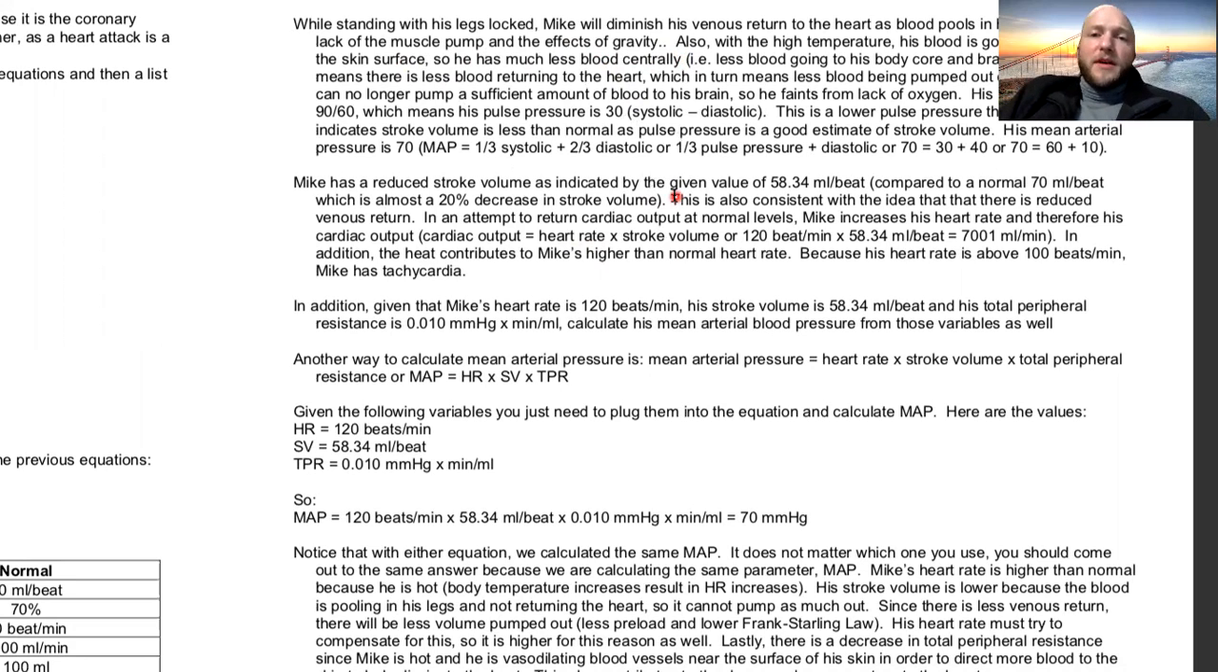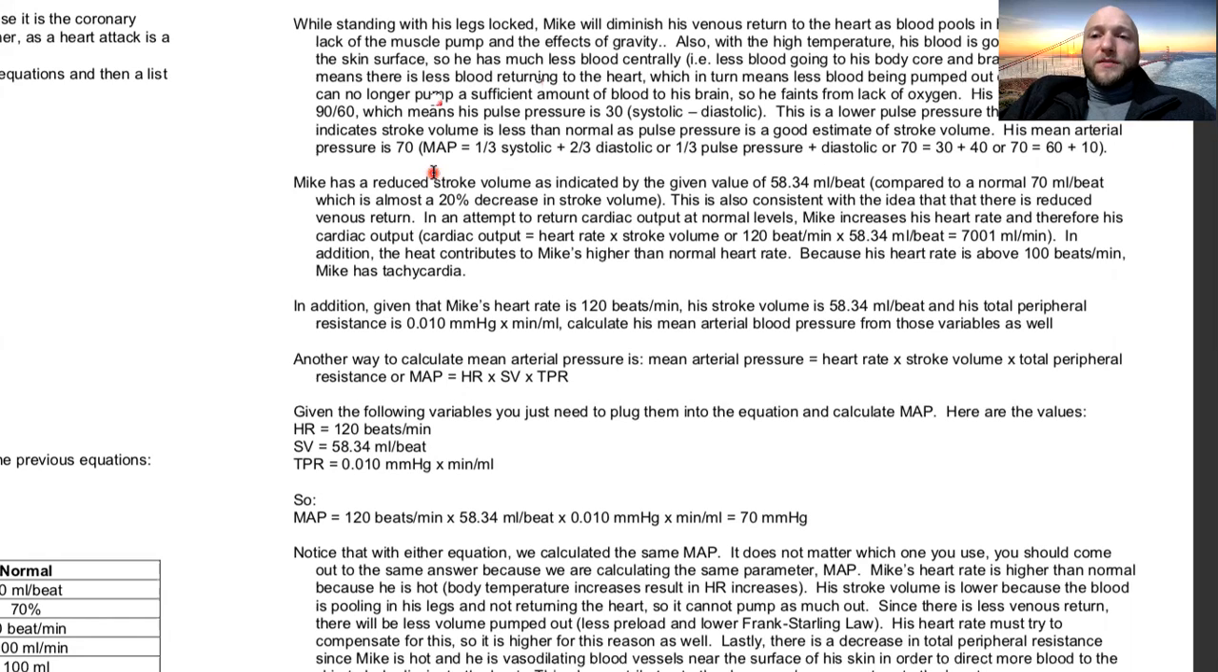Also, with the high temperature, his blood is going selectively to his skin surface. So he has much less blood centrally, less blood going to his body core and brain, which in turn means there is less blood returning to his heart. So two things are decreasing venous return, which decreases the amount of blood that's pumped out with each beat. He can no longer pump a sufficient amount of blood to his brain, so he faints from lack of oxygen. His blood pressure is 90/60, which means his pulse pressure is 90 minus 60, which is 30.